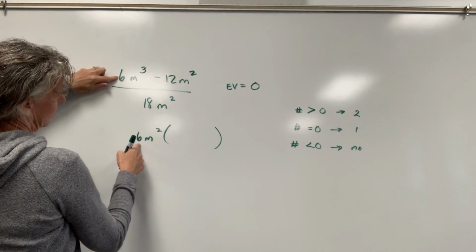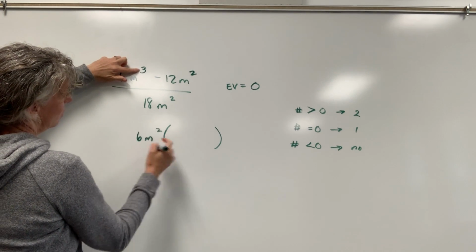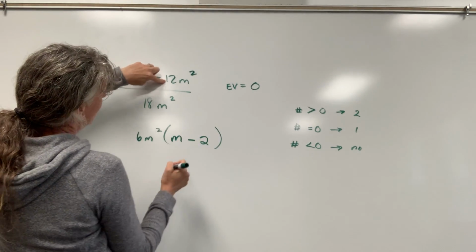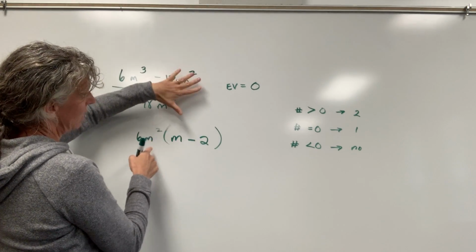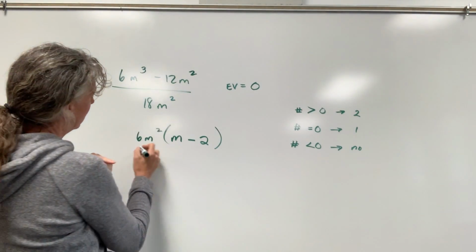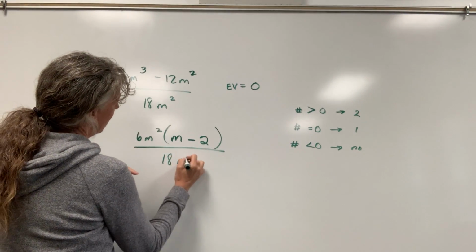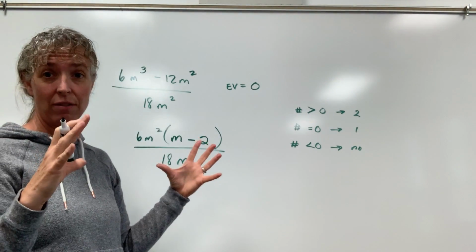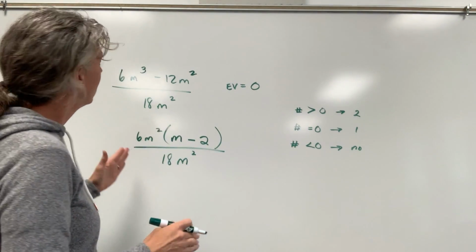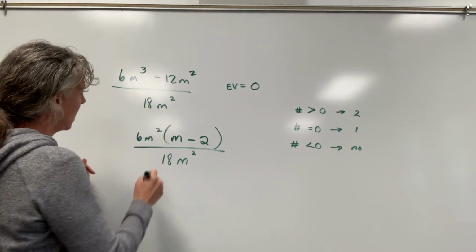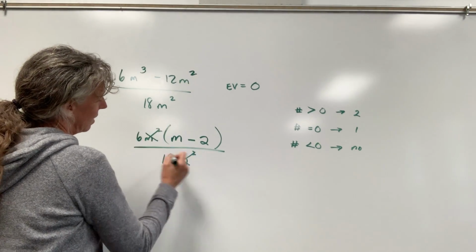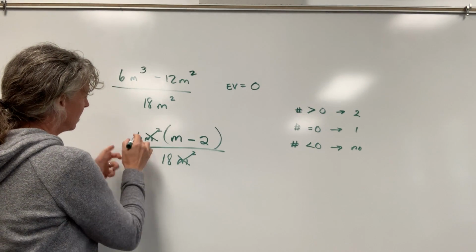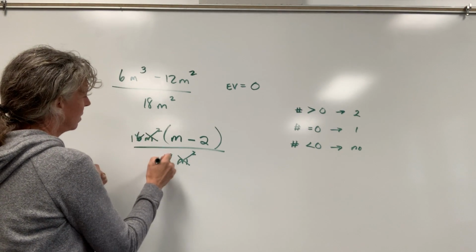So 6 divided by 6 is 1. I had 3 m's, I took out 2, so I have 1 of those. 12 divided by 6 is 2. I had an m squared, but I took it out, so there's nothing left, so it's just m minus 2. And that's going to be over 18m squared, okay? Now that I have factored everything, I can start canceling things out, okay? Because these are multiplying, I can go ahead and get rid of my m squareds, right? They can cancel each other out. I can reduce 6 over 18. 6 over 18 would reduce to 1 over 3.